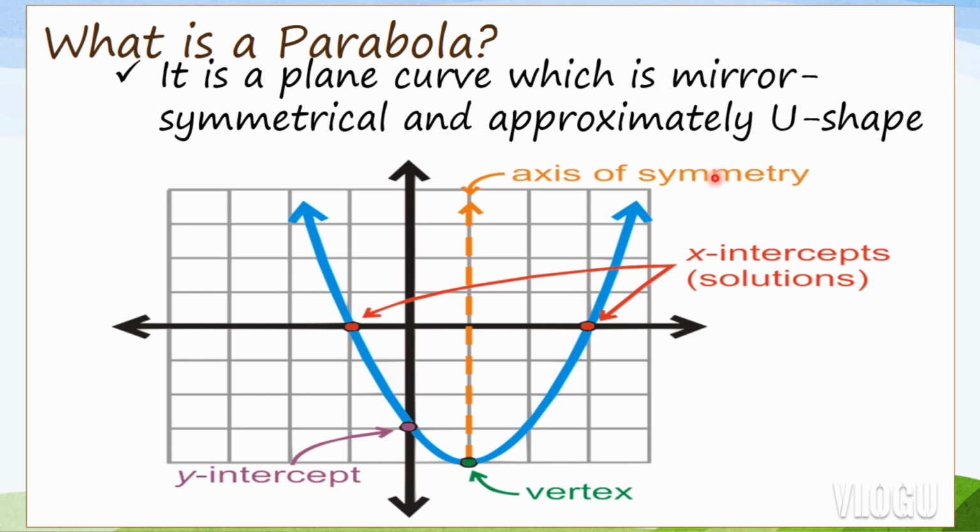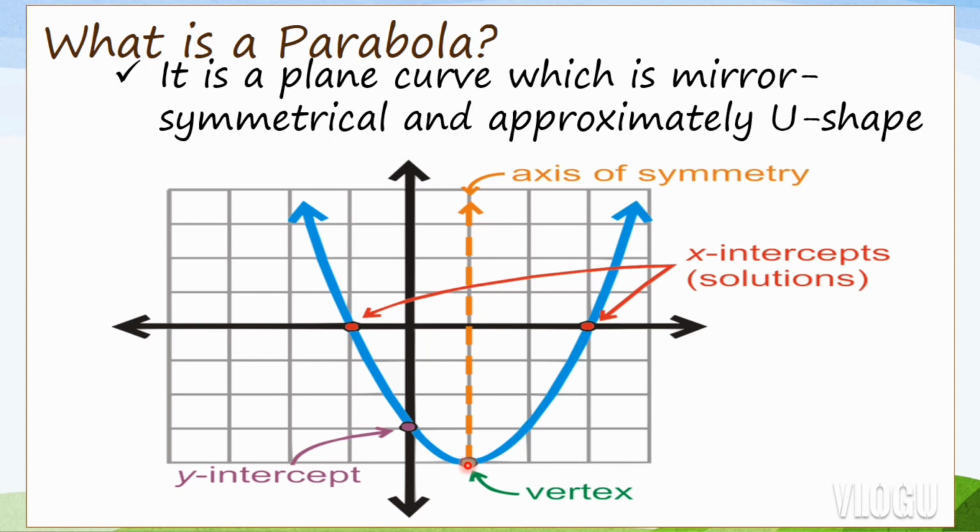It has different properties including vertex. When we say vertex, it is the turning point. Ito yung point kung saan lumiko ang ating graph. It can be the lowest point or the highest point of the graph. But in this figure, kung makikita nyo po sa ating graph, naka-opens upward siya. Kaya, ang ating pong vertex, it is in the lowest point or the minimum point.